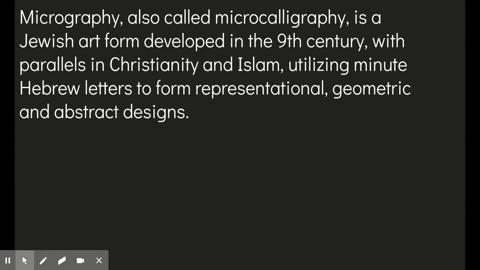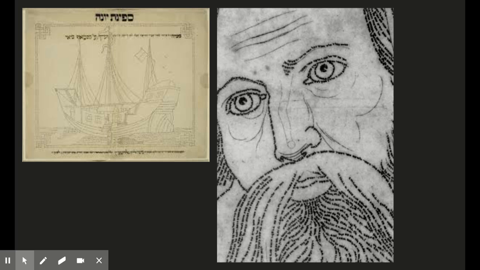Hello. So you're going to be doing your portrait in a style called micography, also called microcalligraphy. It is a Jewish art form developed in the ninth century. It also has parallels in Christianity and Islam, and it utilizes minute little Hebrew letters to form representational and geometrical abstract designs. Here are two examples. This one obviously is a ship on an ocean or a river. And this is a very close up of a sage or a saint or a hero in a story.